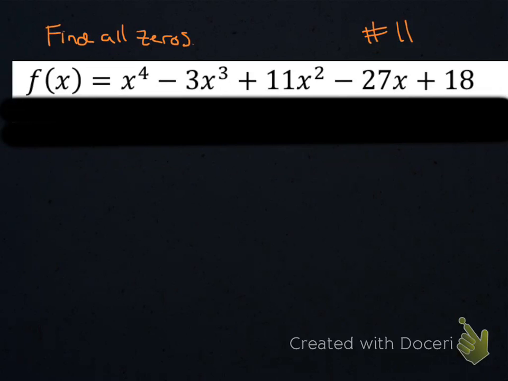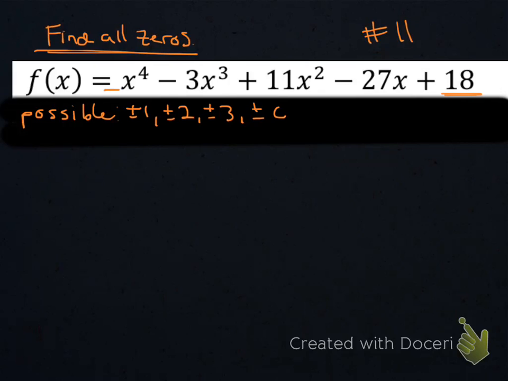So number 11, again, we're trying to find all of the zeros of that polynomial. In order to do that, let's narrow down our possibilities to find our possible zeros. And we get those by taking the factors of our constant term divided by the factors of our leading coefficient. So our factors of 18 would be plus or minus 1, plus or minus 2, plus or minus 3, plus or minus 6, plus or minus 9, and plus or minus 18.